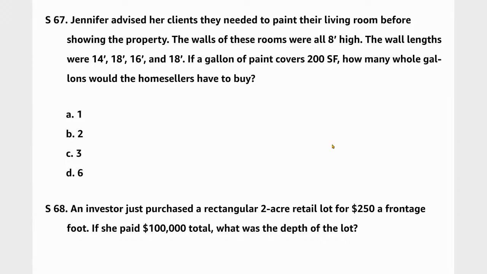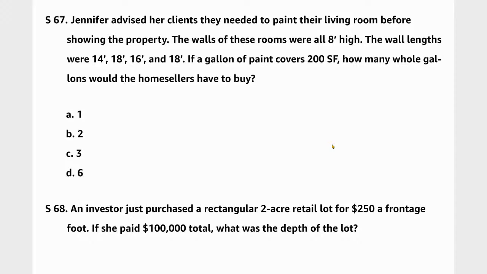So how are you going to figure this one out? You've got to multiply the 8 foot height by each of the wall lengths, right? 8 foot times 14 feet, 8 foot times 18, 8 foot times 16, 8 foot times 18, and then add them all together. And then you'll know how many square feet that is.